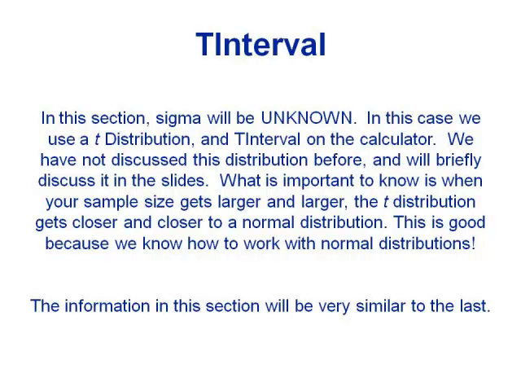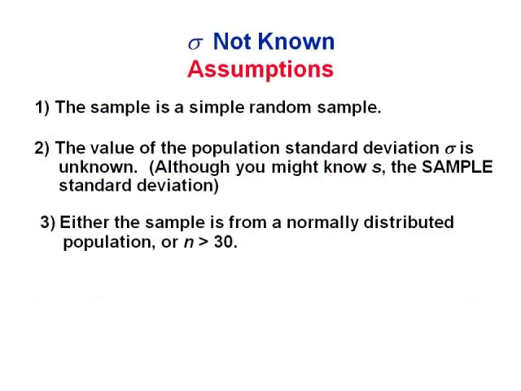And so instead of a z-distribution, which is another word for a normal distribution, we're going to use a t-distribution. To use a t-distribution, we still have to have a simple random sample. We do not know the population standard deviation in this case, although you might be given the sample standard deviation. You do need either the sample to be normally distributed or n over 30.